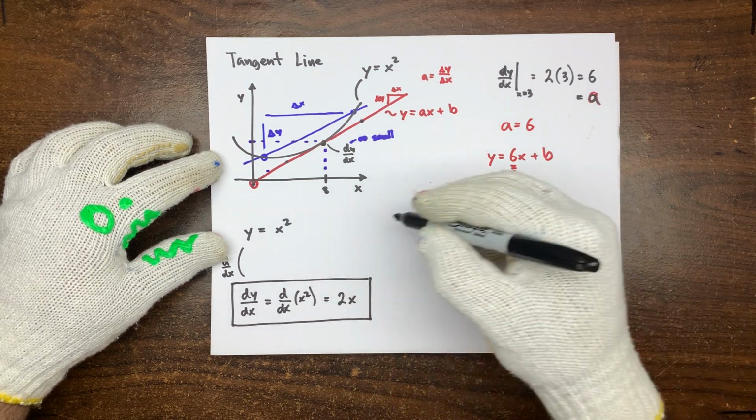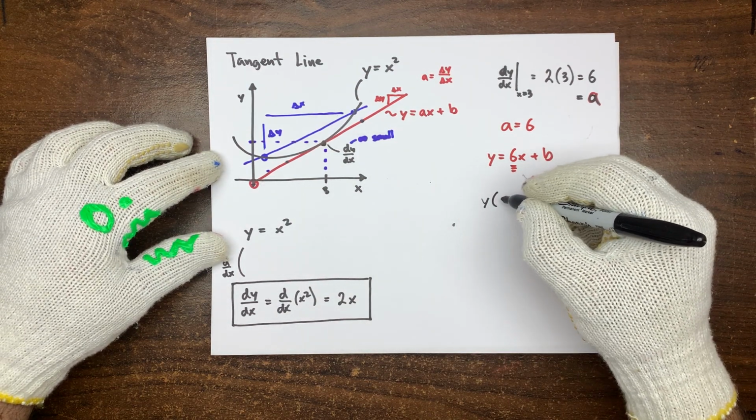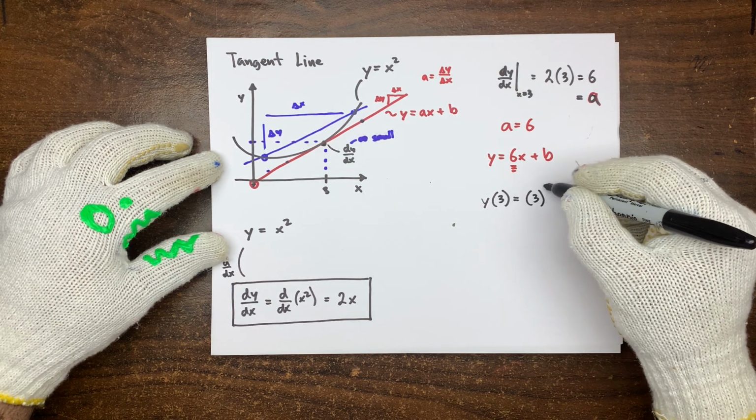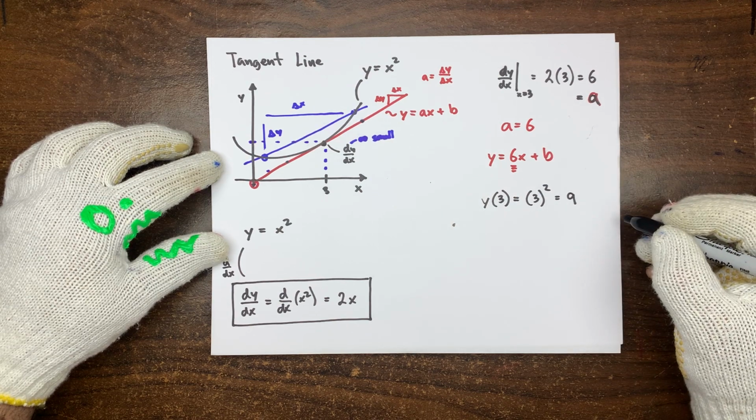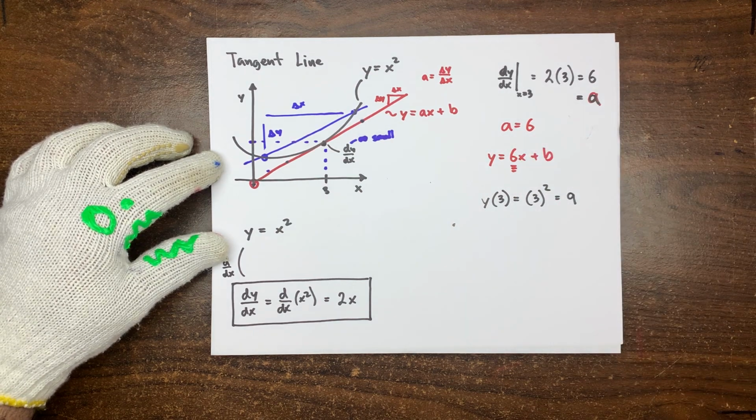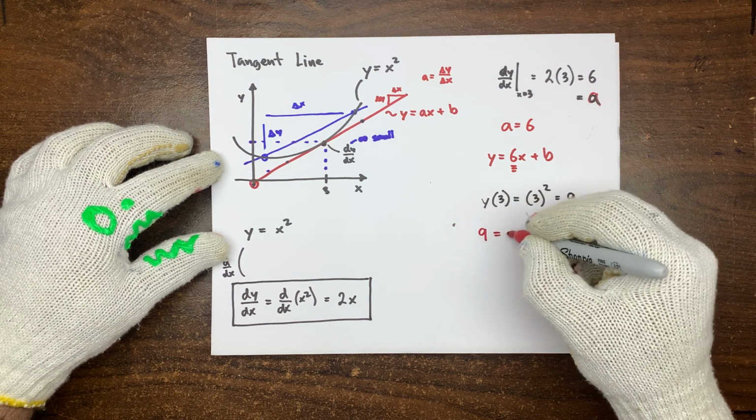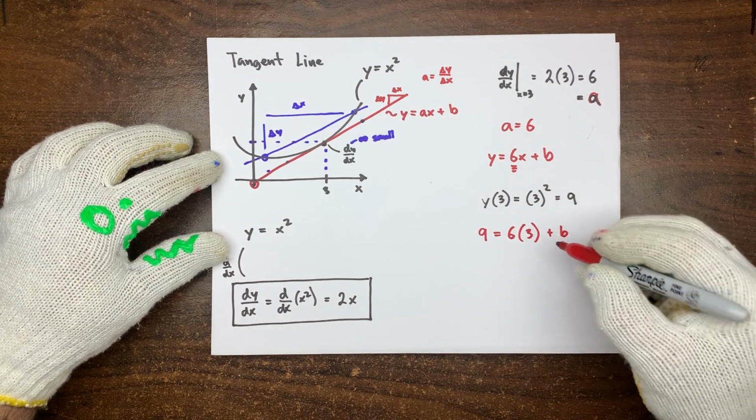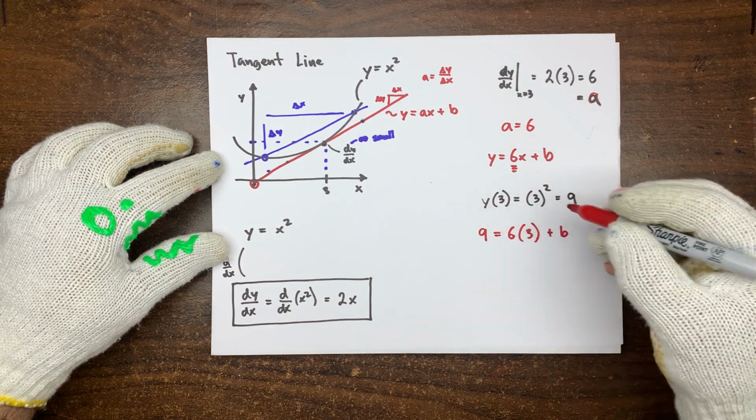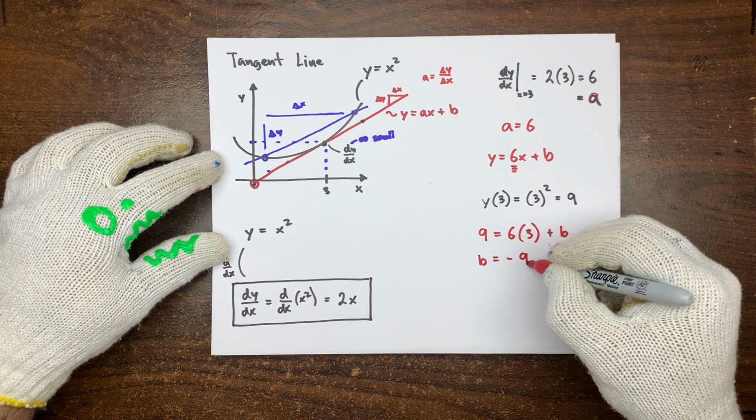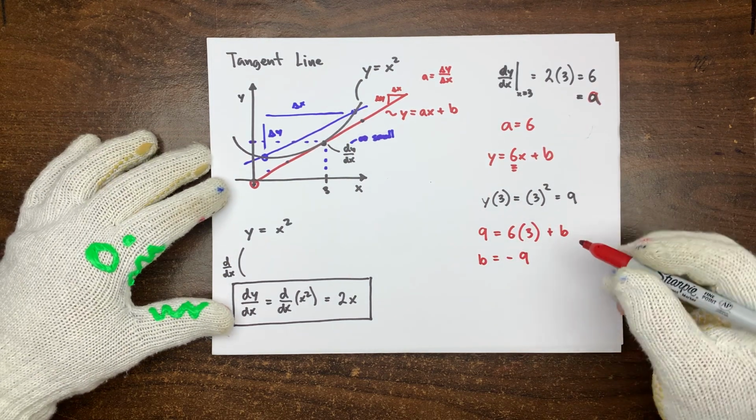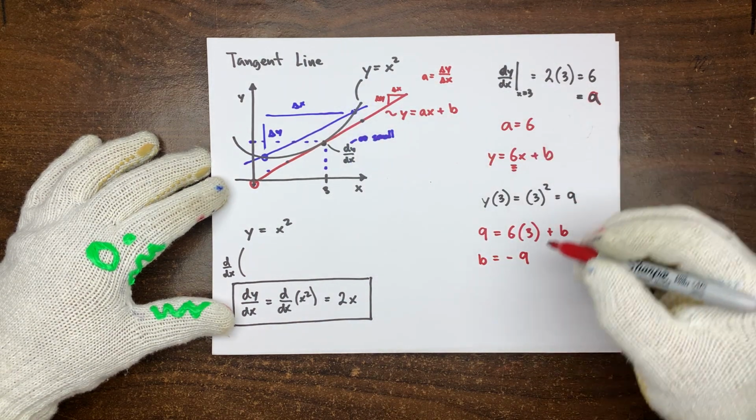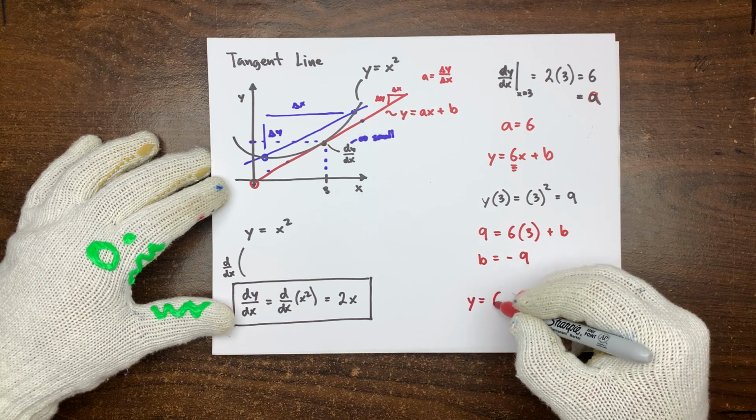So y of 3 is equal to 3 squared, 9. Let's substitute that into our equation here. So we know that y is equal to 9 when x is equal to 3. So 6 times 3 is 18, 9 equals 18 plus b. B is equal to negative 9. And that's how you build a tangent line. You first get the slope, then you use the point that is tangent to determine what your b value is, and now you know the equation of the tangent line.